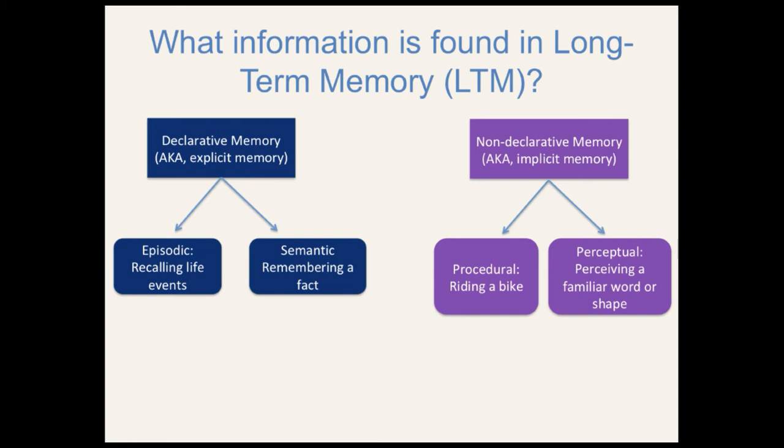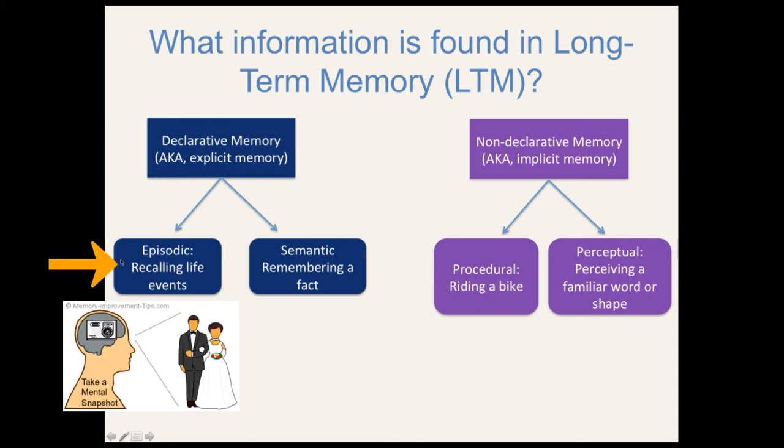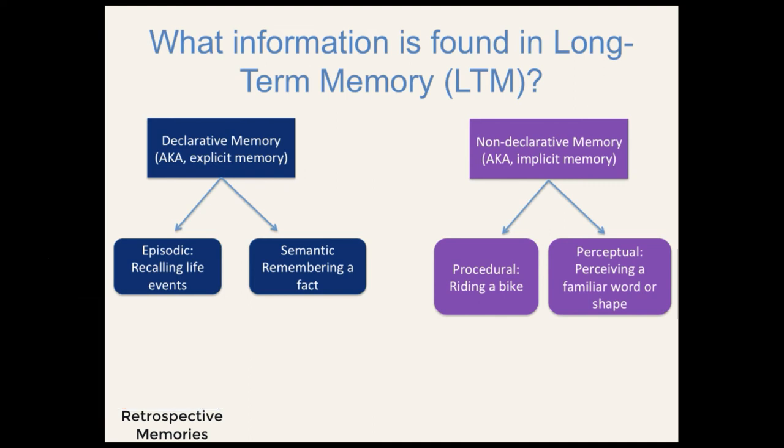Examples include memories of life experiences. These in particular are referred to as episodic memories. So episodic memories are memories of your life's episodes, essentially. Because they are of events that have already happened, they are also referred to as retrospective memories. Memories of facts or other knowledge are called semantic memories. So these may not be tied to any particular event or experience. It's just something that you happen to know.